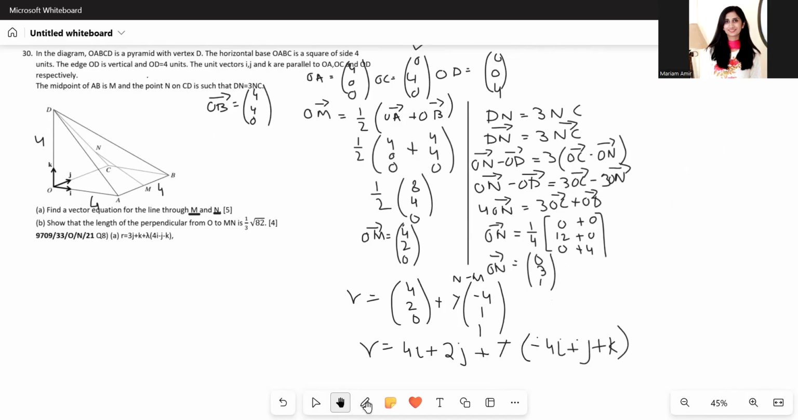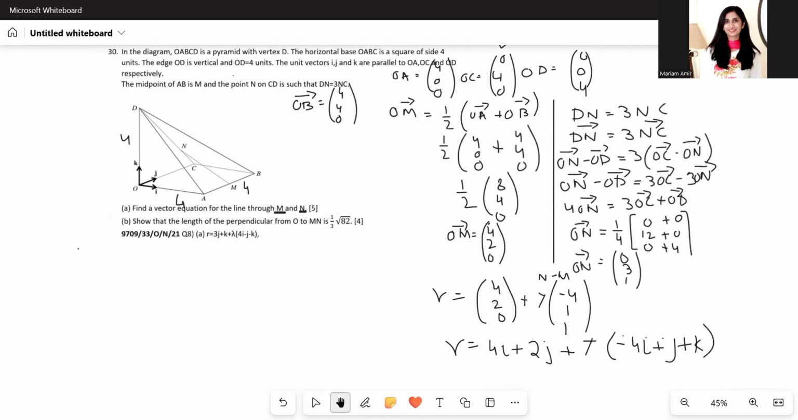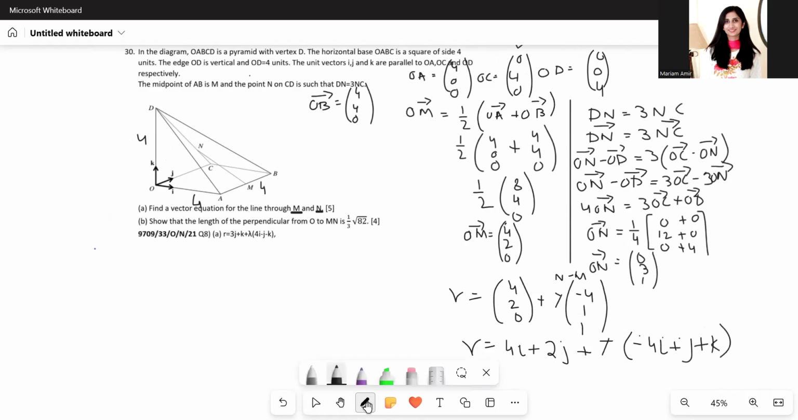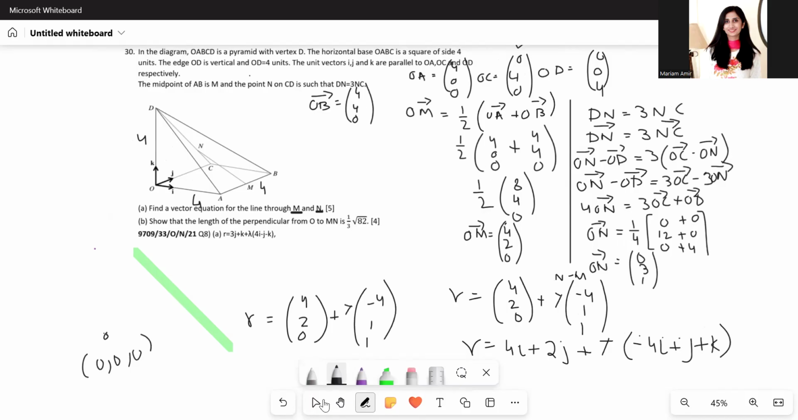Okay. Part B says, show that the length of the perpendicular from O to MN is equal to this. So let me draw the line MN, and let me draw O. So O is 0, 0, 0. And we know the equation of MN is (4, 2, 0) plus lambda times (minus 4, 1, 1). We need the length of the perpendicular from O to the line MN, and we have to show that we get 1 by 3 root 82.